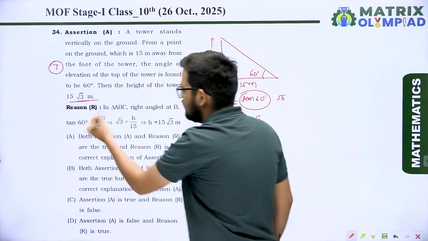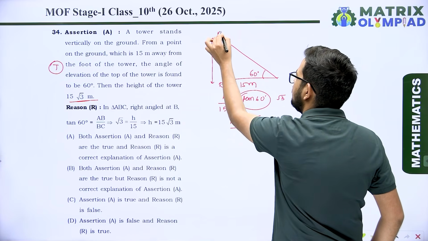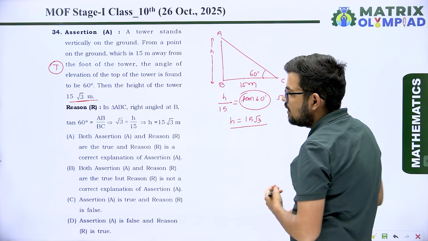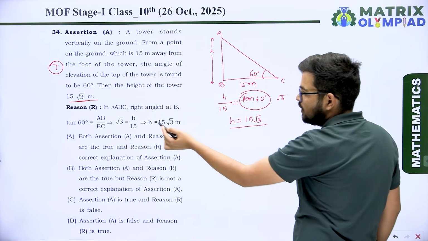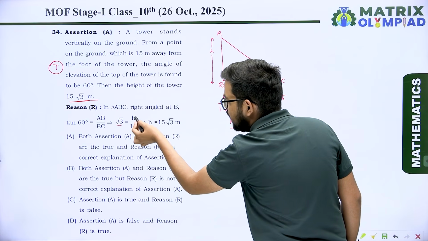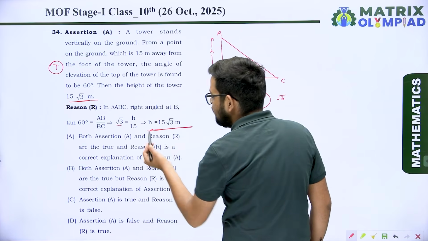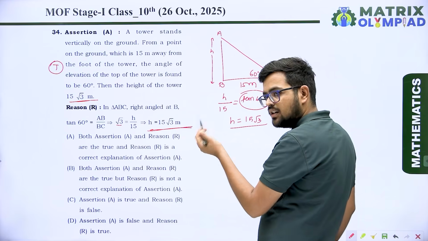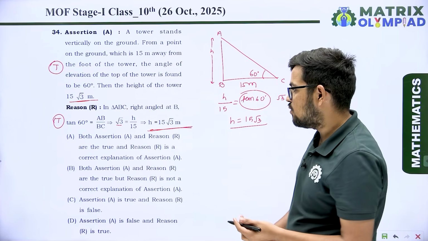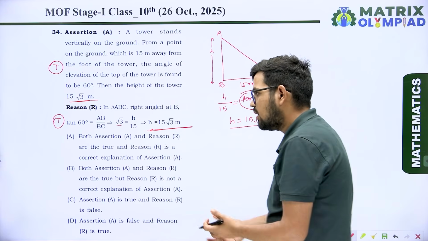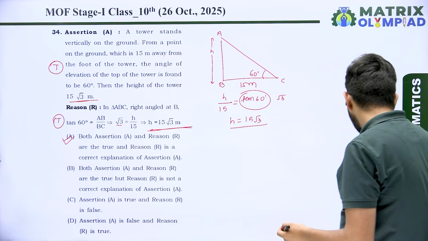Assertion is true. And reason: in triangle ABC, right angle at B, just assume right angle at B, and this one is A and this is C. Tan 60 equals AB upon BC, perpendicular upon base. So tan 60 will be root 3, and AB equals h, BC equals 15. So h equals 15 root 3 meter. This one is the correct explanation and reason. So we see both assertion and reason are true, and reason is the correct explanation of assertion. So option A will be the correct answer.